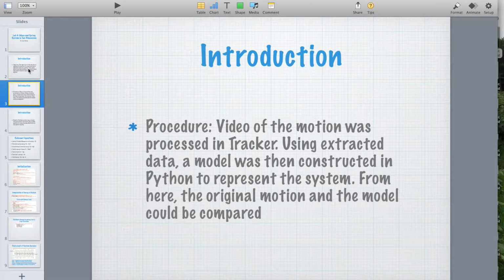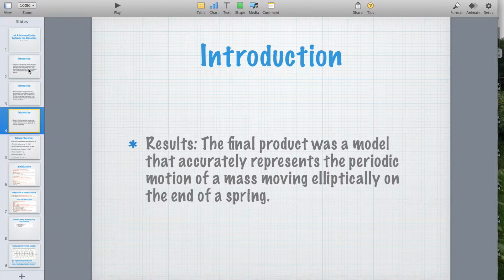In order to do this, video of the motion was processed in Tracker. Using extracted data from the Tracker analysis, a model was then constructed in Python to represent the system. From here, the original motion and the model could be compared. The result was that the final product was a model that accurately represented the periodic motion of a mass moving elliptically on the end of a spring.